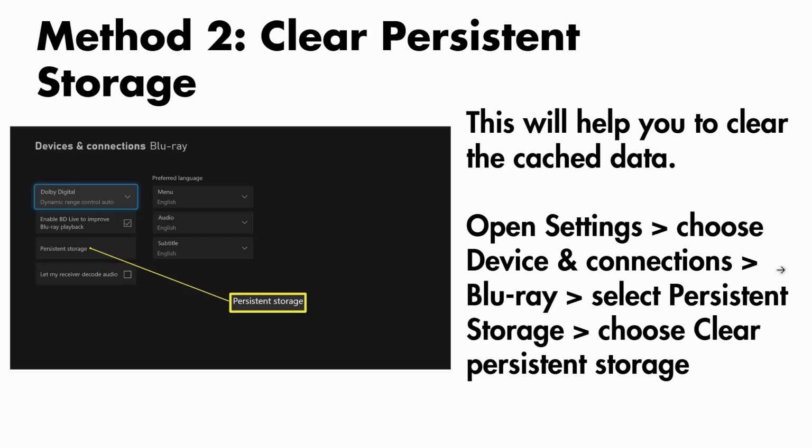If not, next is to clear persistent storage. This will help you to clear the cached data. For that, open settings, then choose device and connections. Click on Blu-ray, then select persistent storage and then select clear persistent storage.